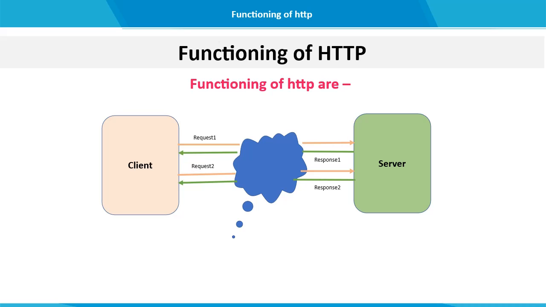Now come to the functioning of HTTP. In HTTP, the client sends request 1 to the server, and the server will process request 1 and send a response to the client. Similarly, when the client sends request 2, the server processes it and sends response 2. In this way, HTTP client and server communicate with each other.